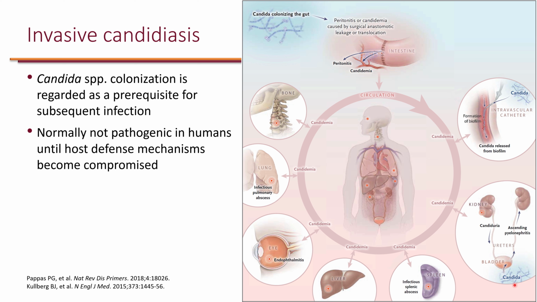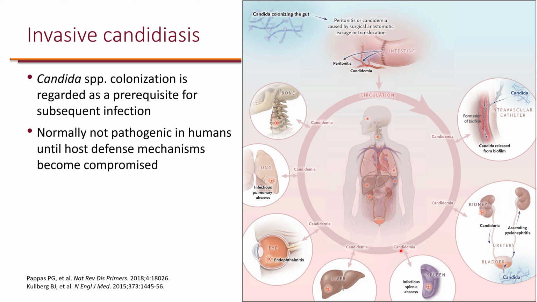And of course, it's not uncommon, especially for women, to have vaginal candidiasis, and then you can have an ascending route. So from the bladder, the candida can find its way to the kidneys and cause pyelonephritis. And then, of course, from the kidneys, it can easily go into the blood and cause candidemia.